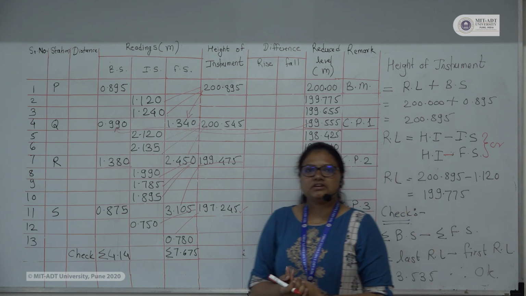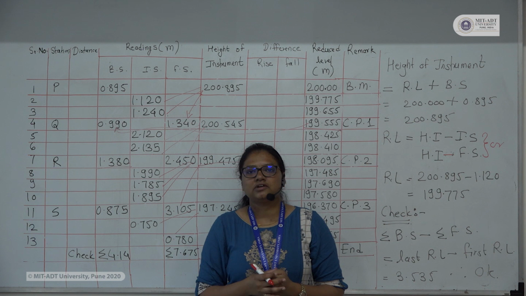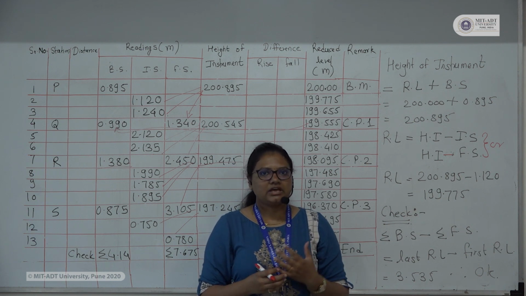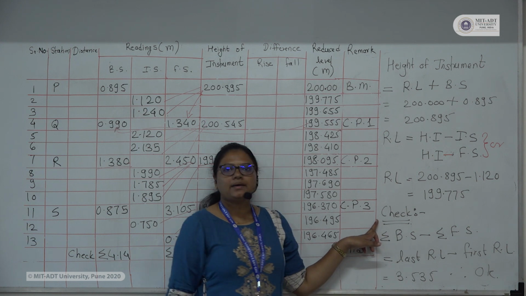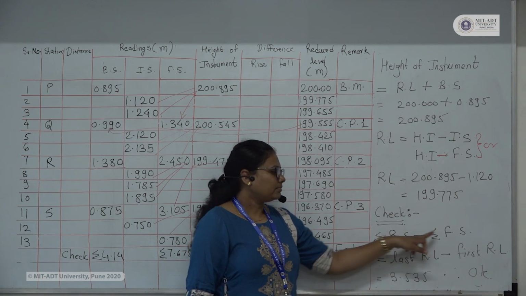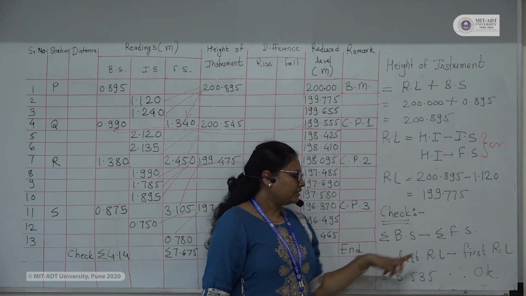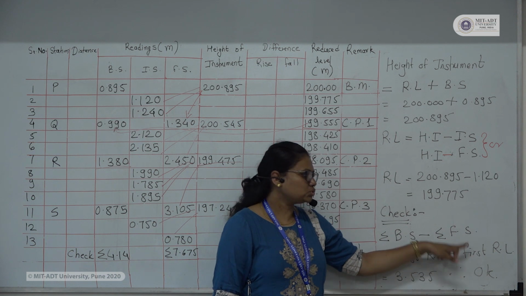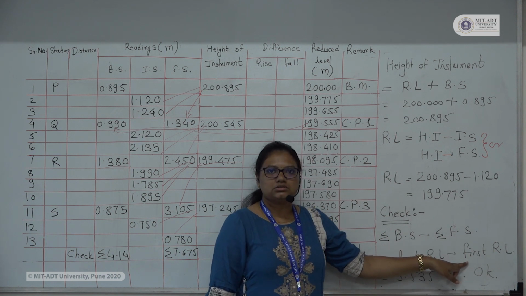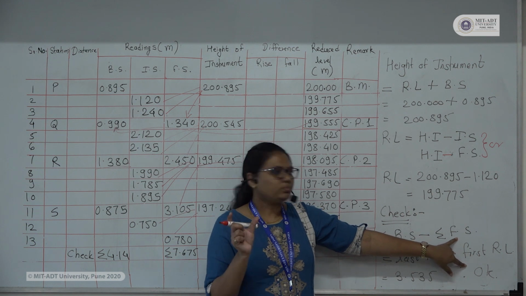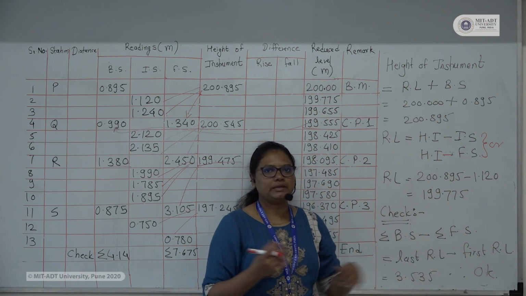Now how to check our results are okay, how to check our calculations are correct. So for minimizing the errors, we have some checks which are used in this method. So that check will be summation of backside minus summation of foresight will be equal to last reduced level minus first reduced level. So these two differences will be equal. There are no sign conventions for this one. Only the numerical value of these two differences should be equal.